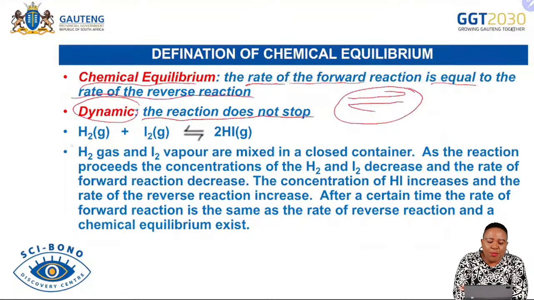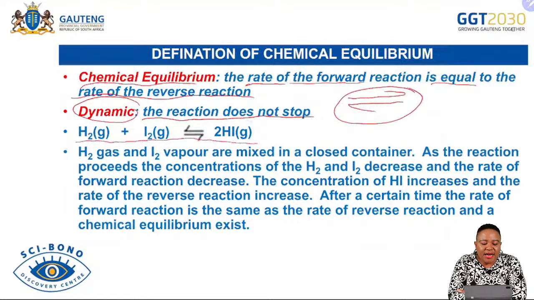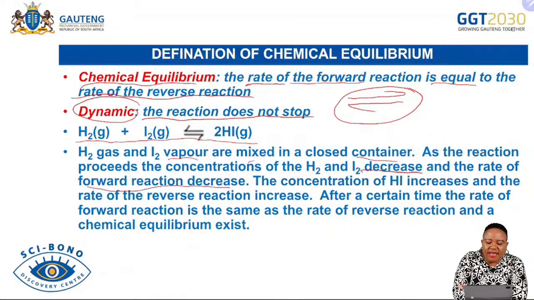Now, let's look at an example of this, a system whereby hydrogen gas reacts with iodine gas to form what? 2 hydrogen iodide. So hydrogen gas and iodine vapor are mixed in a closed container, which means it's going to be a closed system. As the reaction proceeds, the concentration of H2 and I2 will decrease. As we explained previously, as the reaction starts to occur, the only thing that you have in your reaction is the reactants, and we expect that the concentration of the reactants will do what? Will decrease as the reaction progresses, and the rate of the forward reaction will definitely decrease.